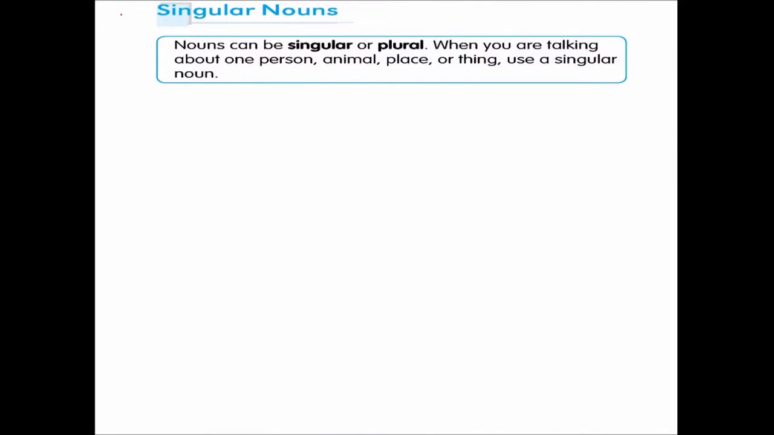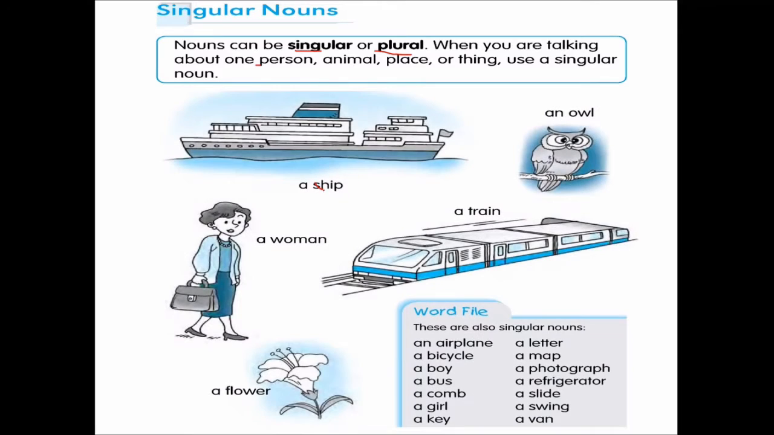Now what about singular nouns? Nouns can be singular as well as plural. So when you are talking about one person, animal, place or thing, use a singular noun, like a ship, a woman, a train, an owl. Why an? Because O is a vowel. A flower. Then these are singular nouns.